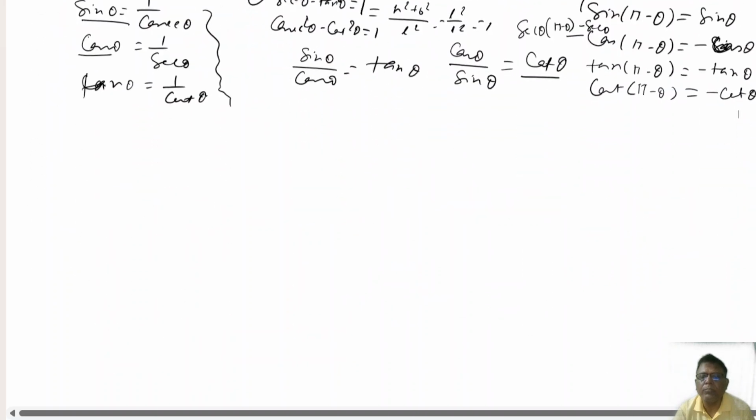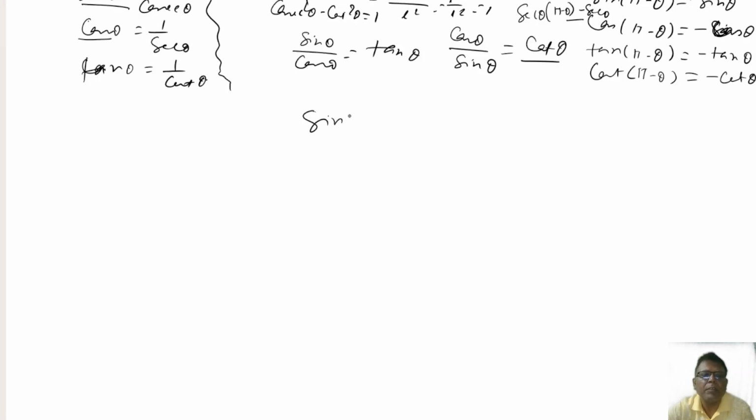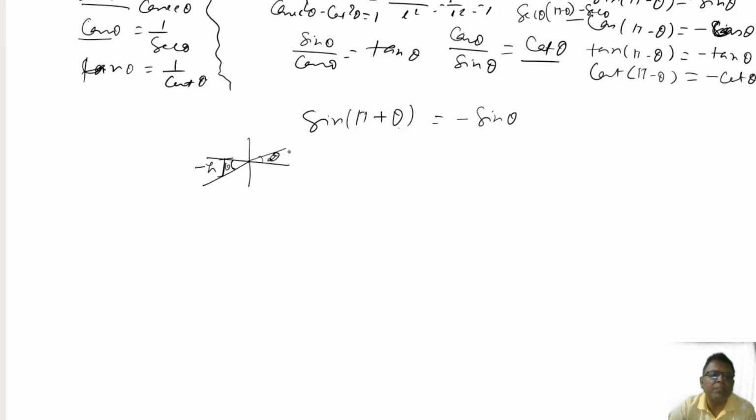Now what will happen to pi plus theta? See, sine pi plus theta. It's in the third quadrant. In the third quadrant h becomes negative, so this will obviously be negative, minus sine theta. And since the angle is the same, this is alpha, this is theta, this is also theta, magnitude wise this will remain the same. So sine pi plus theta is minus sine theta.